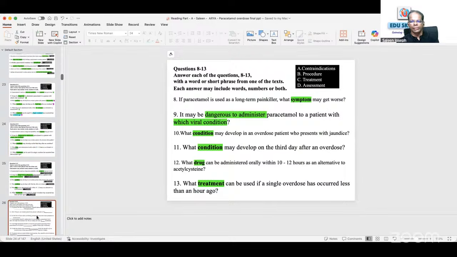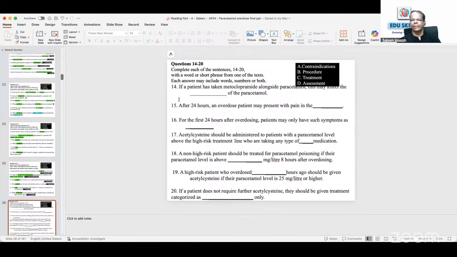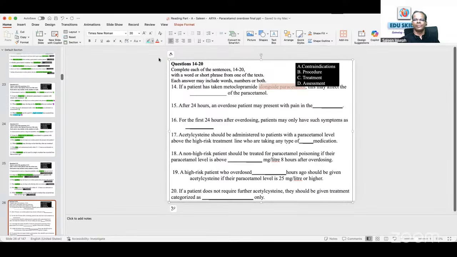We have done 13, right? The 14th one, right? Yes, Father. If a patient has taken metoclopramide alongside paracetamol, this may affect the dash of the paracetamol. A, interaction. Alongside, which means A also. Yes, interaction. Right. Next.